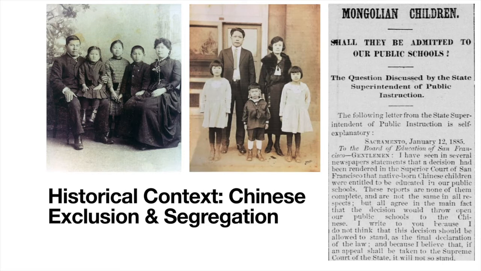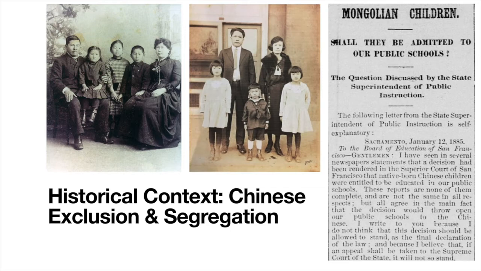Chinese immigrants and Chinese Americans were heavily discriminated against, largely on the West Coast. That's where they were concentrated in terms of their communities, but not only on the West Coast. On the left, you see the family from the case Tape versus Hurley. On the right, you see the family from Gong Lum versus Rice. Tape versus Hurley was a case from 1885 in San Francisco. Gong Lum versus Rice was a case in 1927 in Mississippi. Both of these cases were about Chinese exclusion from public schools and Chinese segregation in public schools.